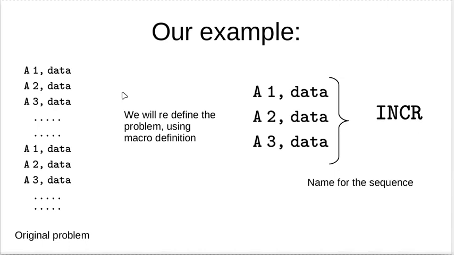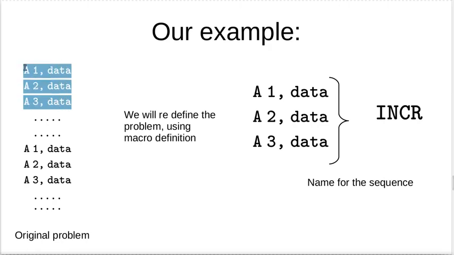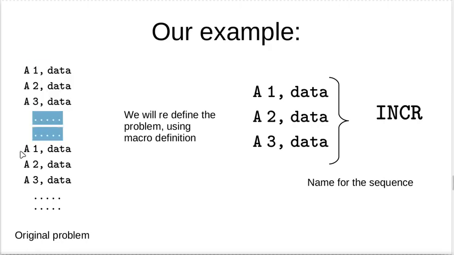So we have an example where we had A1 data, A2 data, A3 data, a sequence of instructions, followed by some one-time instructions, followed by the same sequence of instructions and another one-time instructions, and so on. So this was our original problem, right? Just now we have seen that we will need to redefine the problem using a macro definition. That is our motive, to make sure that the source code is not so lengthy. We will try to make the length of the source code shorter. That is our whole motive. So for that matter, we will redefine the problem using macro definition.